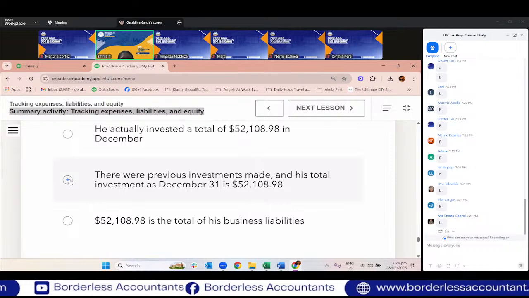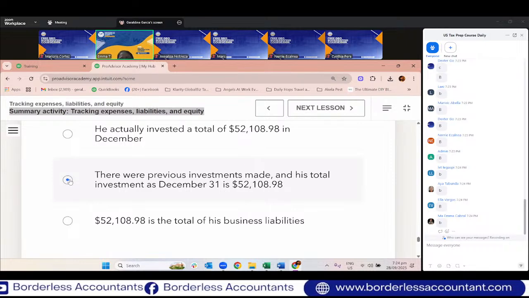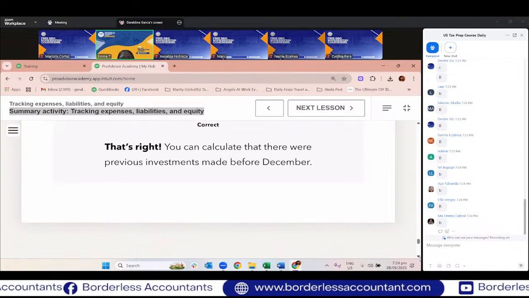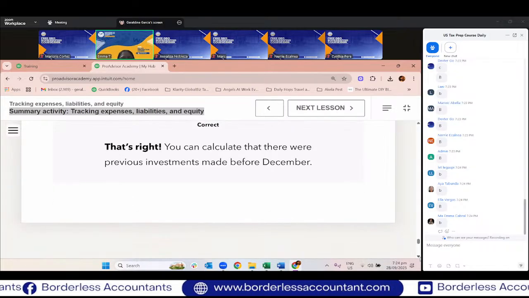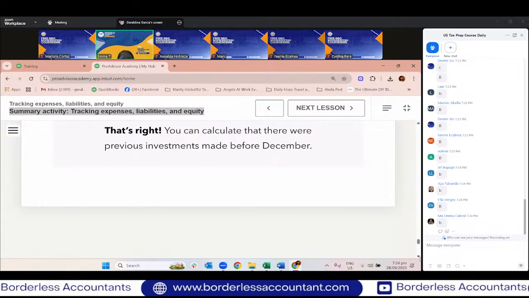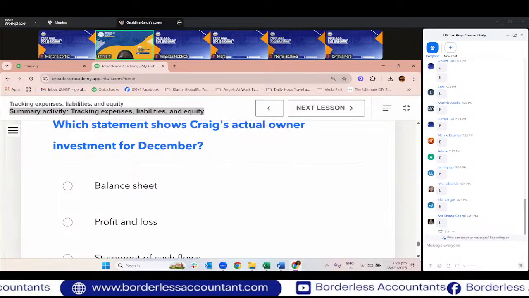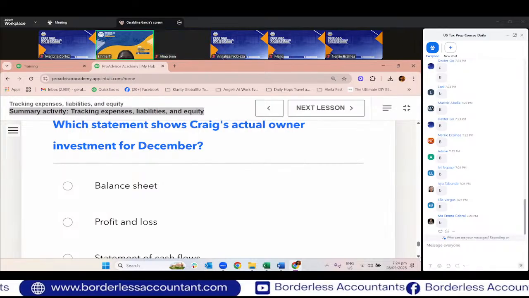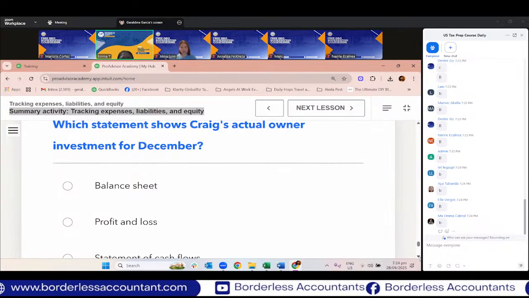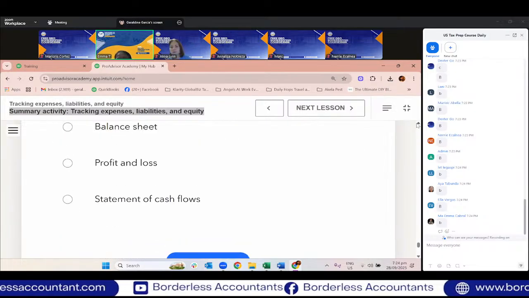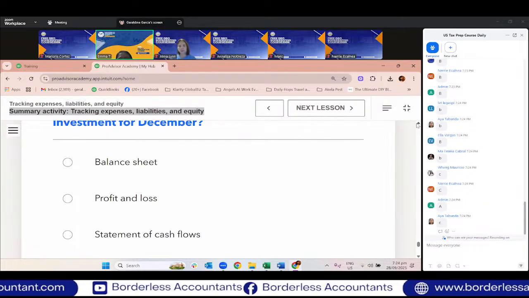Okay, let's submit. Are we good with B? Submit. Okay, thank you. That's right. You can calculate that there were previous investments made before December. Which statement shows Craig's actual owner investment for December? Balance sheet, profit and loss, statement of cash flows.